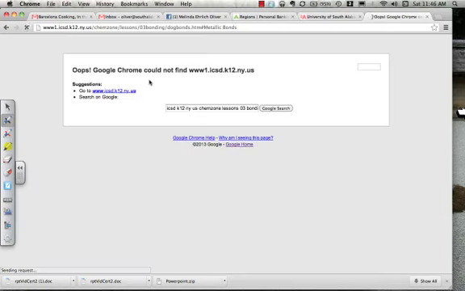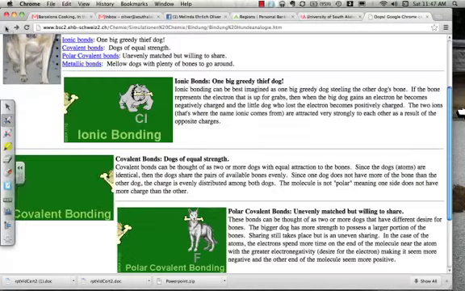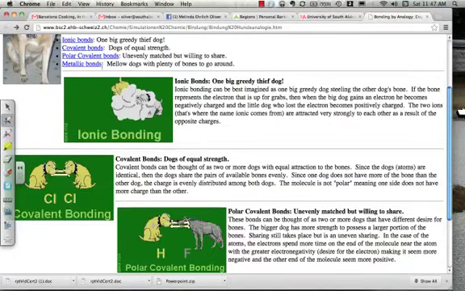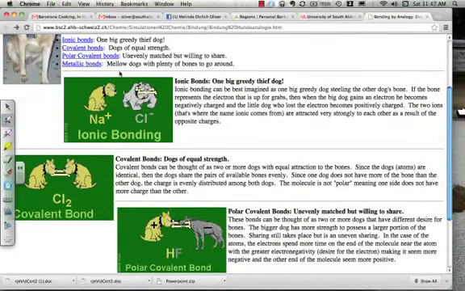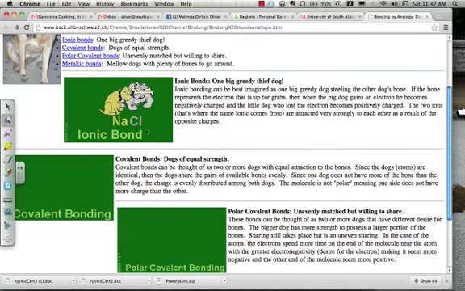Because, oops, I didn't mean to do that. Hold on, get back to where I was. There we go. Because we're not really going to spend a lot of time on metallic bonding. It's a different type, and we're going to cover it right here with the dogs.